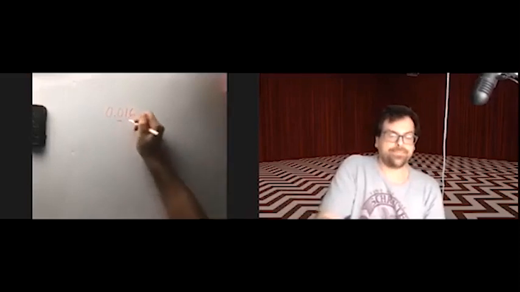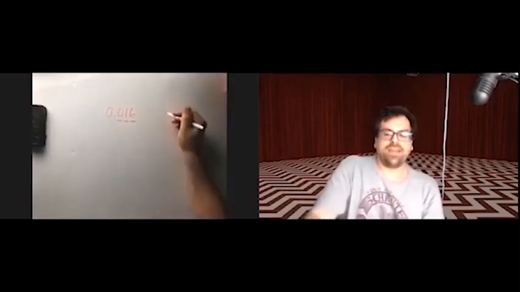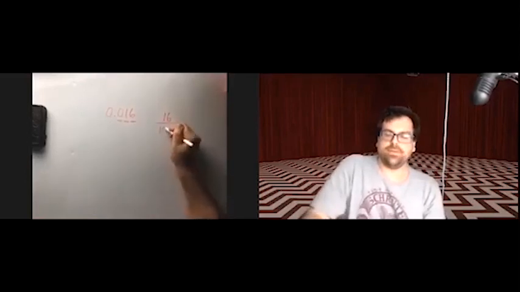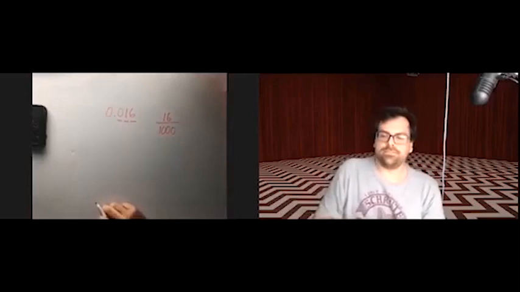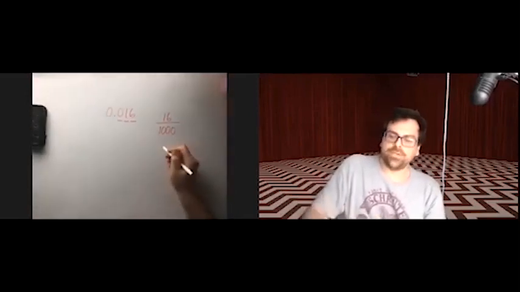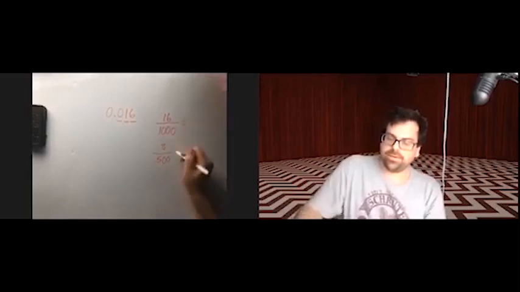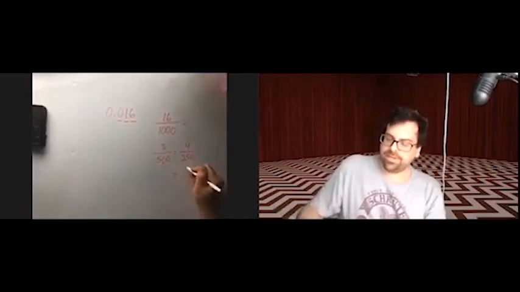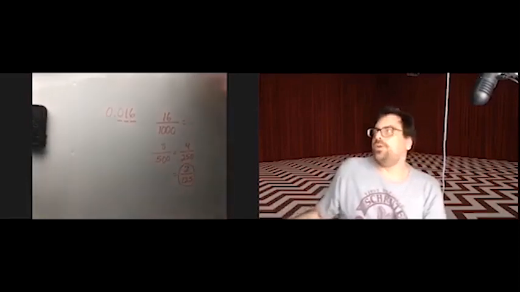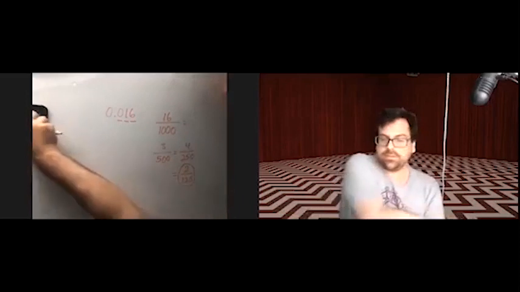0.016: tenths, hundredths, thousandths, 16 thousandths. This reduces because they're both even. Divide them both by 2. These are both even. Divide them both by 2. These are both even. Divide them both by 2. 2 over 125. This is how we convert decimals to fractions. More.